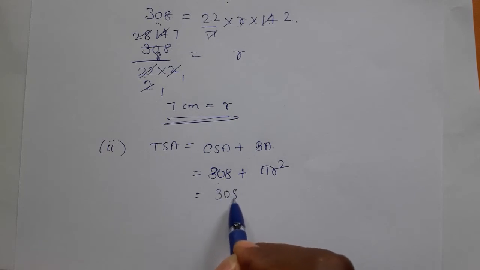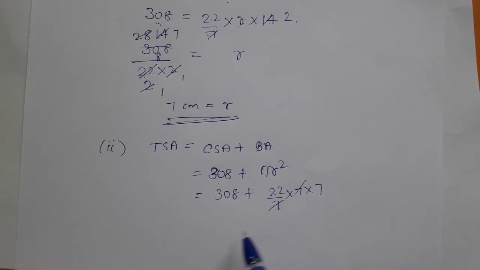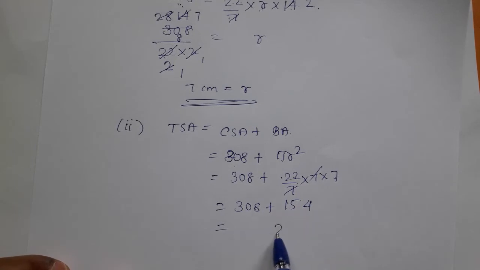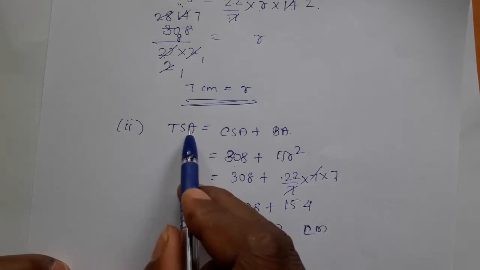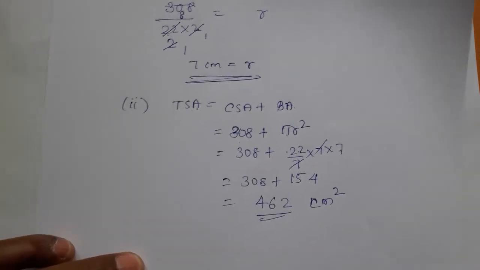Now 308 plus 22/7 into radius 7 into 7. 7 7 get cancelled. 308 plus, 7 2s are 14, 7 2s are 14 plus 1, 15. Now 8 plus 4 is 12, so 1 carry, here it is 6, here it is 4. 462 centimeter square, since you are finding area, total surface area. That is the answer. We move to question number 3.